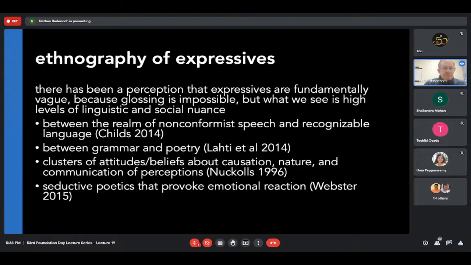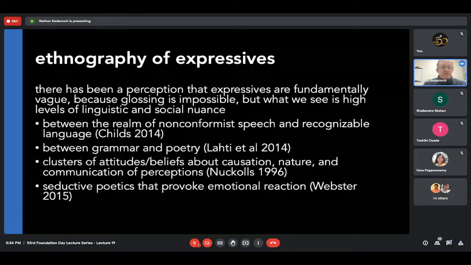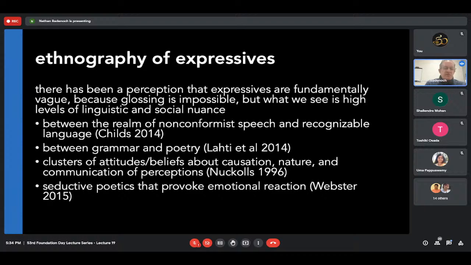A couple of comments have been made by people who have contributed greatly to the study of expressives. Childs has mentioned that expressives exist between the realm of nonconformist speech and recognizable language. So basically trying to not look like language, but being required to continue to be language in order for people to understand and use them. Expressives have been described as being between grammar and poetry, so the prescriptive rules and the creative juices that drive people in their language use. Nuchols has described how expressives work with clusters of attitudes and beliefs about causation, nature, and communication of perceptions. And Webster has even talked about seductive poetics that provoke and evoke emotional reaction and even action among people.